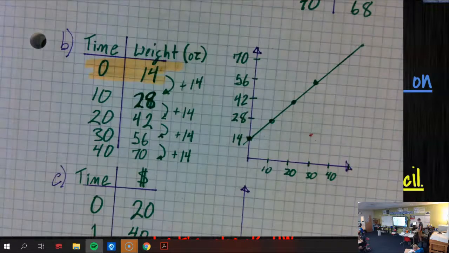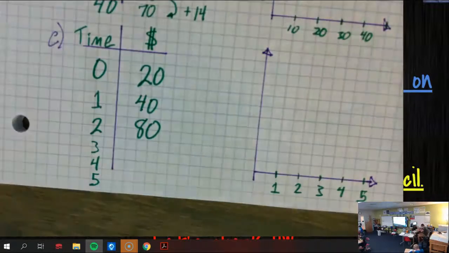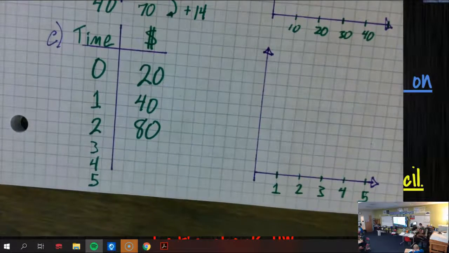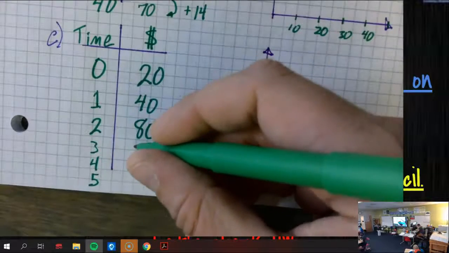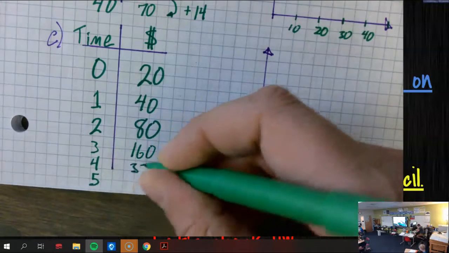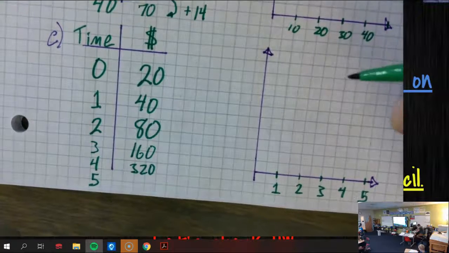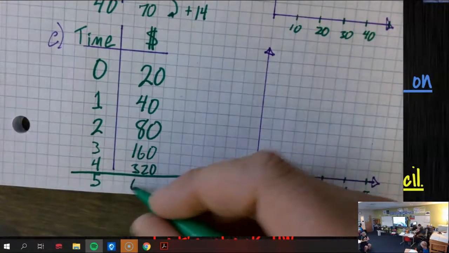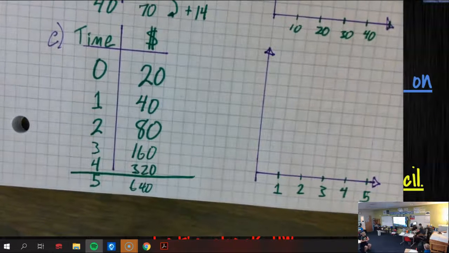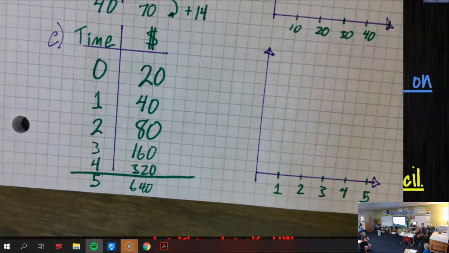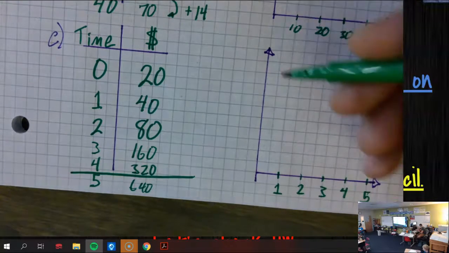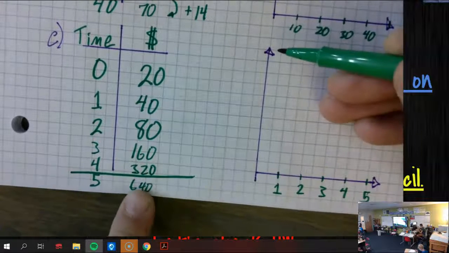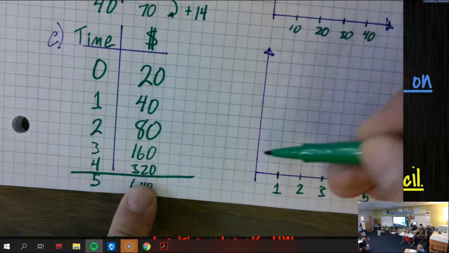So part C. Let's graph our points for C. I need to figure out what I need to go up to. Here's where some math actually happens. 160, 320. Oh, wow. I'm gonna stop at 4. I'm gonna refuse to go to 5 because this would be 640, and that's really big. Here is where I can't really cheat the graph. I gotta do a little bit of math. I need to fit 320 in however many boxes I have here.